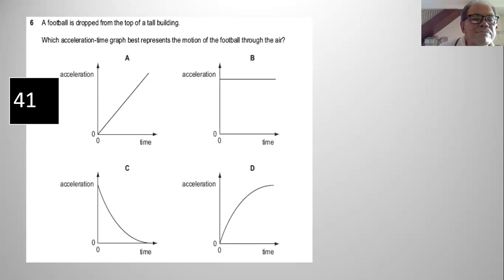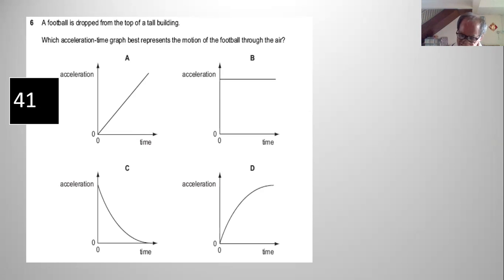A football is dropped from the top of a tall building. Which acceleration-time graph best represents the motion of the football through the air? And remember, tall building, air resistance is not negligible. You have to consider air resistance. So if there's no air resistance, then that's the answer. Acceleration is always constant, right? It's downwards. If we take downwards as positive.